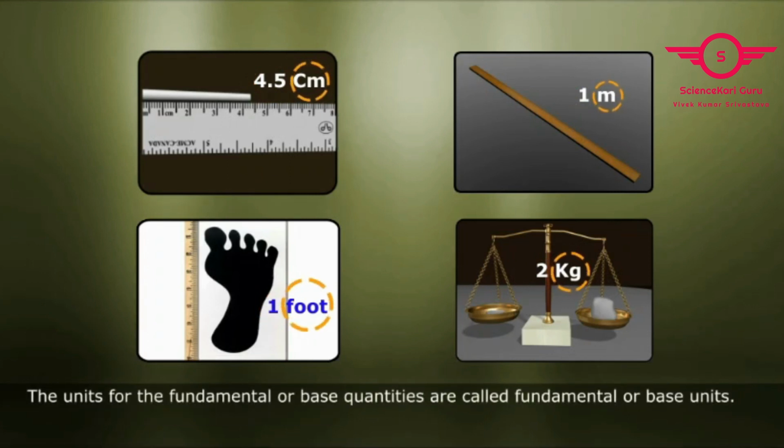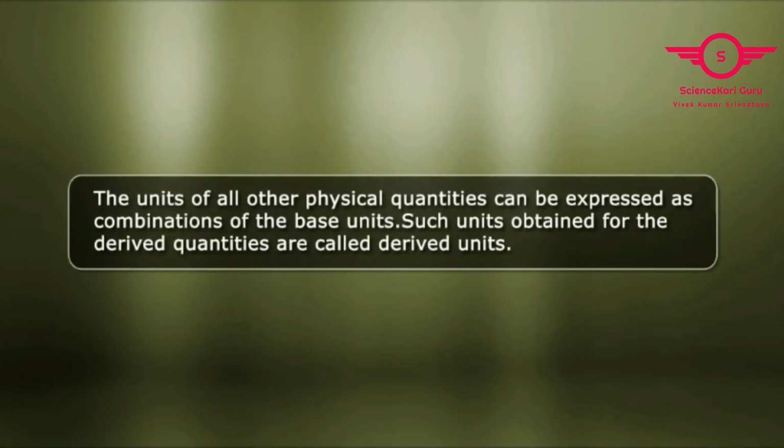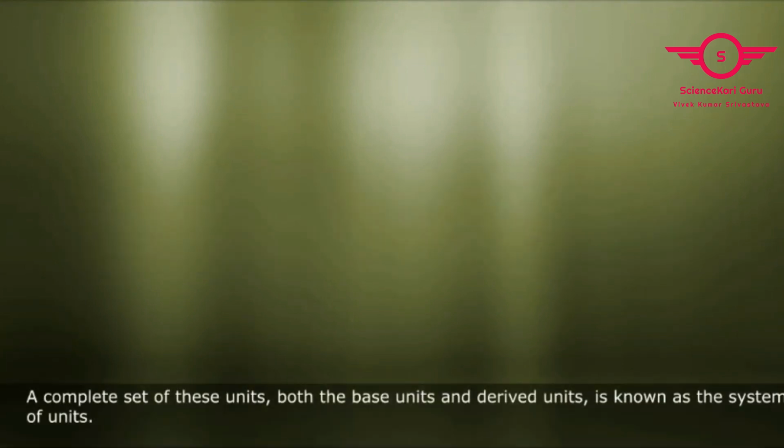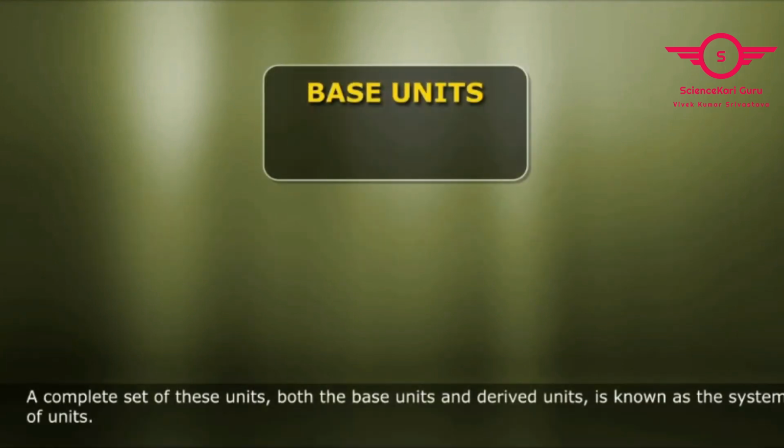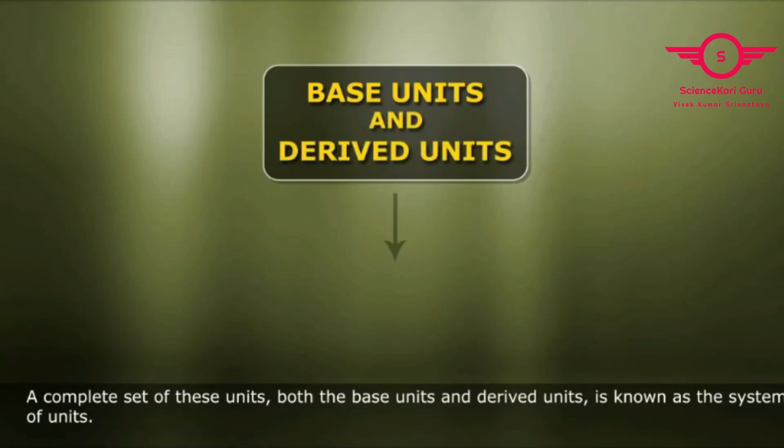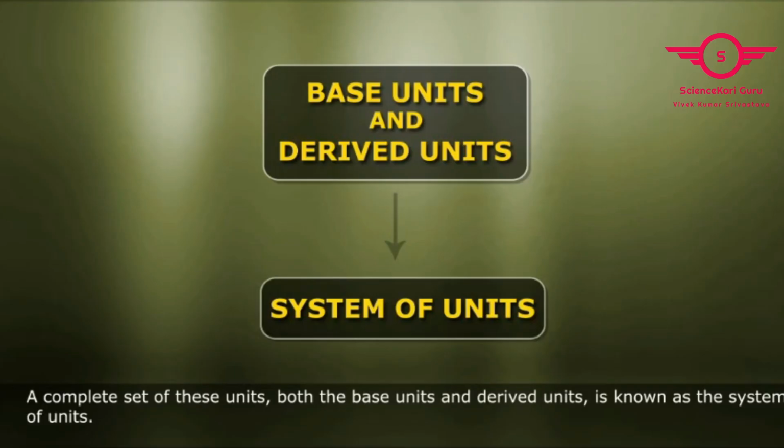The units for the fundamental or base quantities are called fundamental or base units. The units of all other physical quantities can be expressed as combinations of the base units. Such units obtained for the derived quantities are called derived units. A complete set of these units, both the base units and derived units, is known as the system of units.